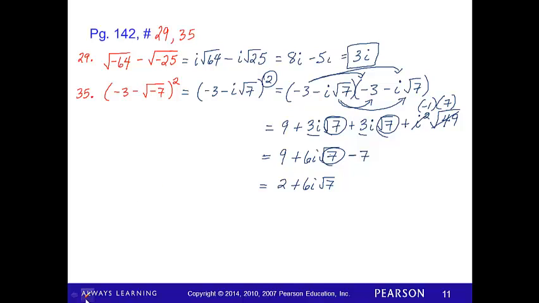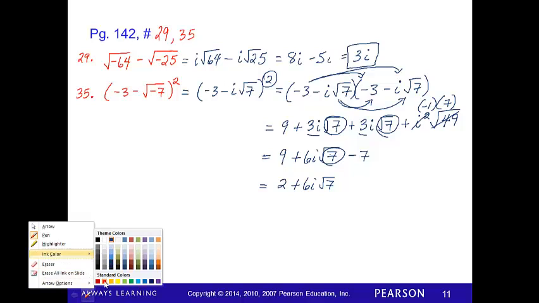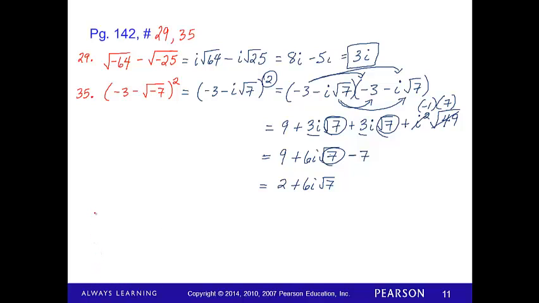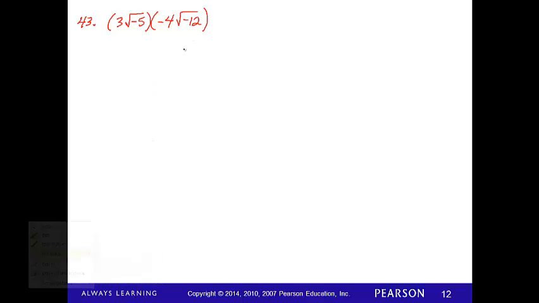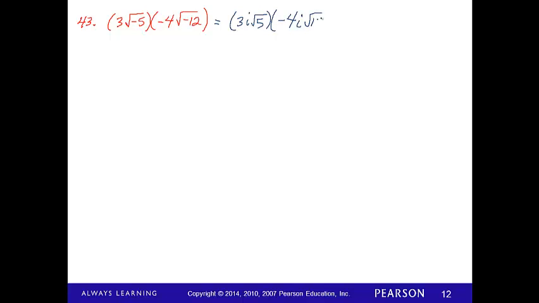And then one more problem for us to complete. Let's look at number 43. Three square root of negative 5 times negative 4 square root of negative 12. Okay, so the first thing we need to do, like always, is take care of the negative inside the square root. So this becomes 3i square root of 5 times negative 4i square root of 12.